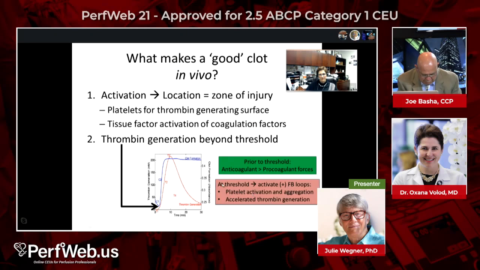And then at threshold, two positive feedback loops are activated, and they are activated by thrombin. First is more platelet activation and aggregation, and then accelerated thrombin generation. So thrombin is actually required to positively feed back the whole process.